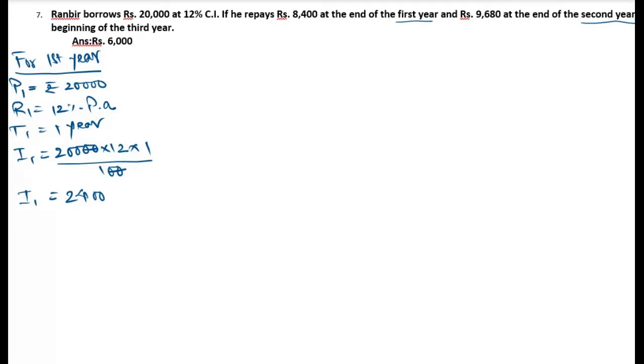Now the interest at the end of first year is 2,400. Let's find the amount at the end of first year. Repayment will be done, but not so quickly. Let's find the amount, P1 plus I1, that is 20,000 plus 2,400, that is 22,400. This is the amount at the end of first year.